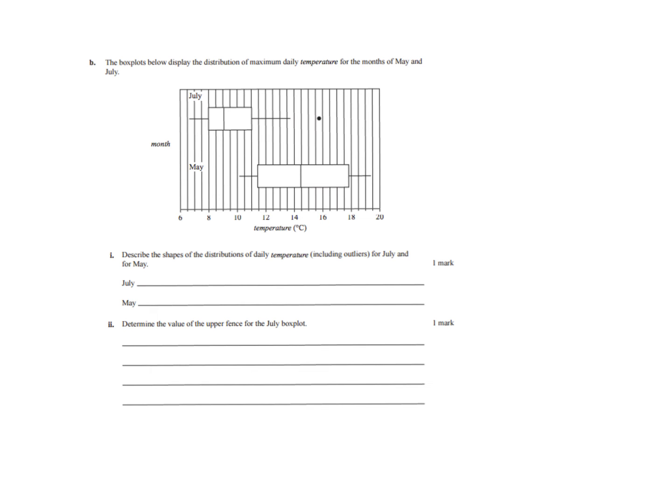Let's go. So the box plot displays the maximum temperature for both May and July. Describe the shape of the temperature, including outliers for July and May. So they did July first, so make sure you're looking at the right box plot. That's the most common error, is someone reads the wrong one. So July, what's the shape of July? Yeah, I would go positively skewed with an outlier.